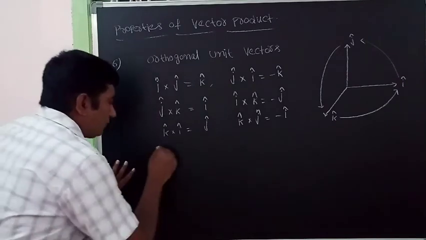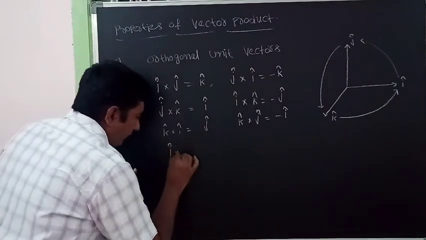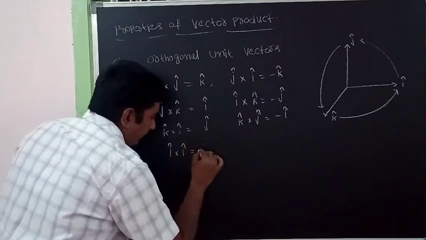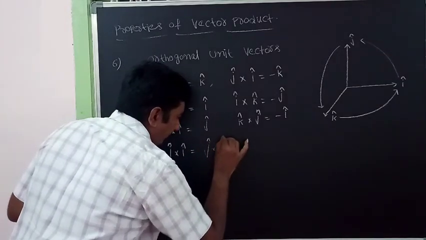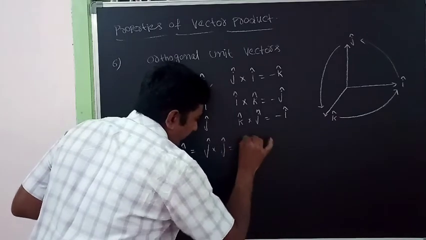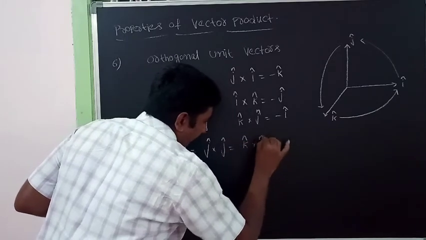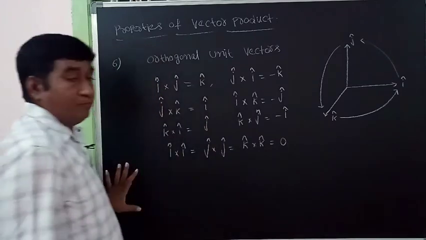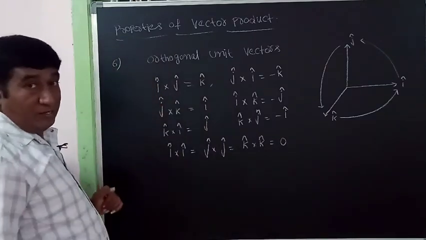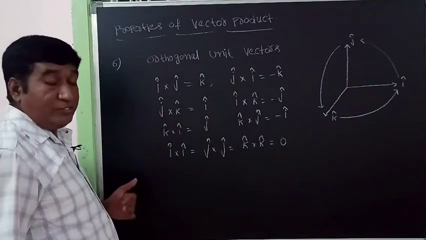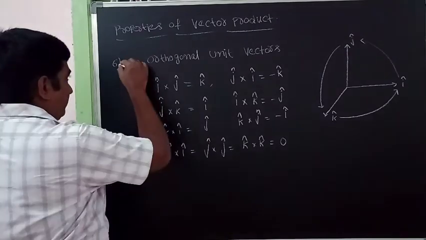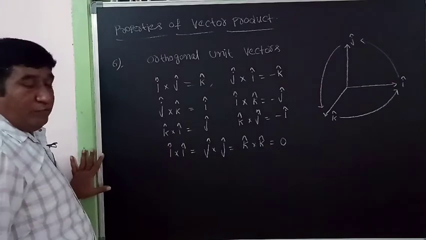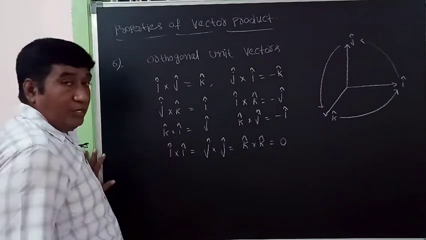So in this case, i cross i equals j cross j equals k cross k, which is equal to 0, because they are parallel. Whenever they are parallel, theta is equal to 0 degrees, and sin 0 is 0. This is very important, which we are going to use in numericals.